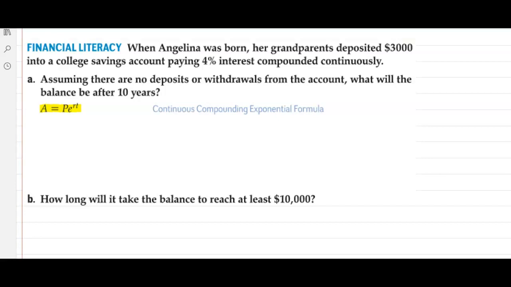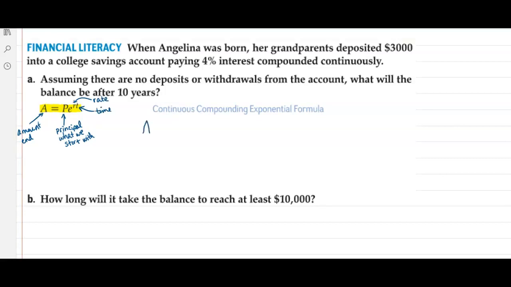Here, we can take all the information we're given and plug it into this equation to get our answer. A few things to point out. A is the amount that we end with. P is the principal. It's what we start with. R is the rate, and T is the time.